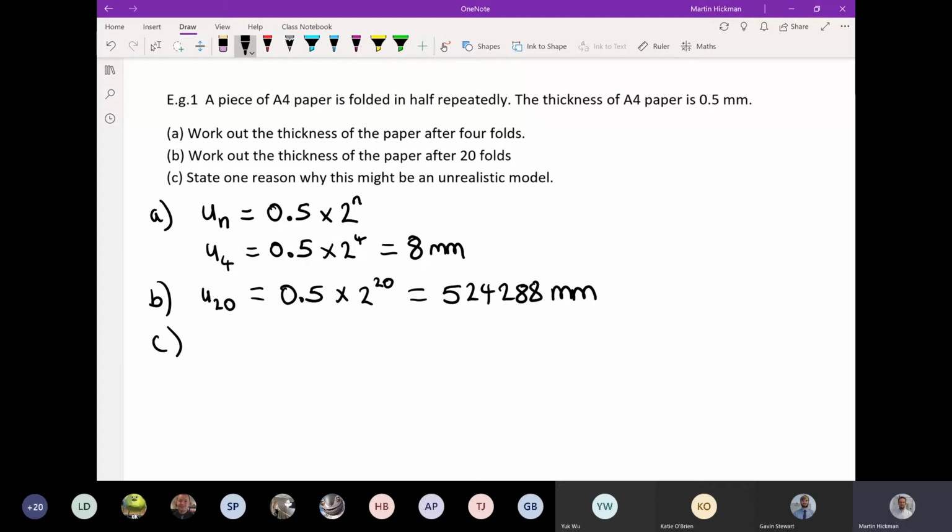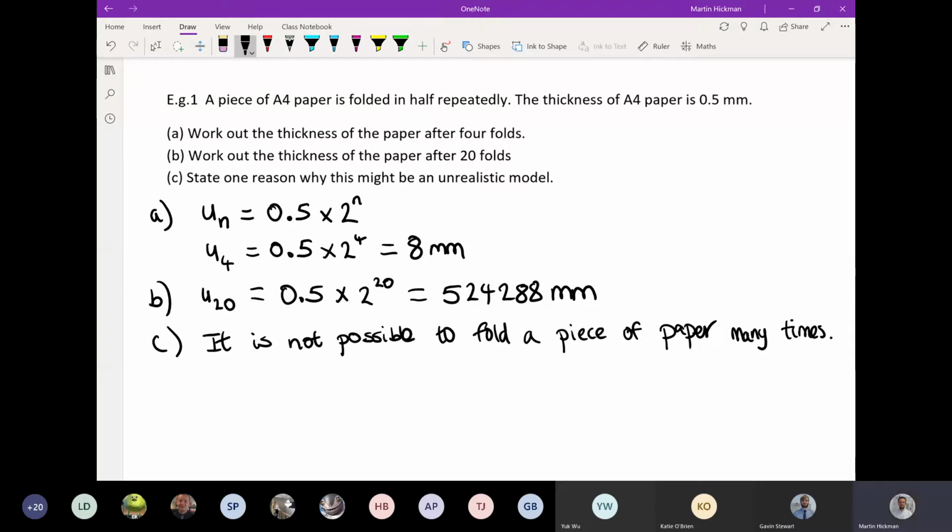And then we have to state one reason why this might be an unrealistic model. So with modelling, what you always want to do is look at your answers and think, does this make sense in the context? Well, this obviously is a very large number, even though it's in millimeters, it's still quite large, obviously, for a thickness of paper. So we would state something like, it is not possible to fold a piece of paper many times, or a large number of times.